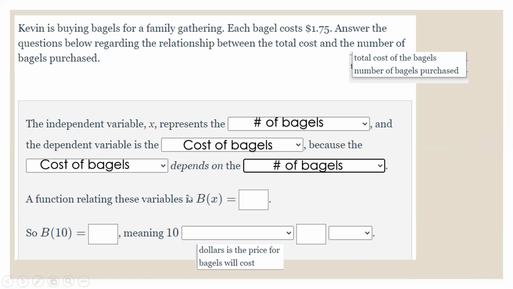A function relating these variables is b of x. So to figure out the cost, you would take the price per bagel and multiply it by x. So that would go in there, an equation for your function. So b of 10, if you plugged in 10, you would get 17.50, meaning 10 bagels will cost $17.50. So you just kind of have to make sense of that situation. Think about which variable is dependent on the other.